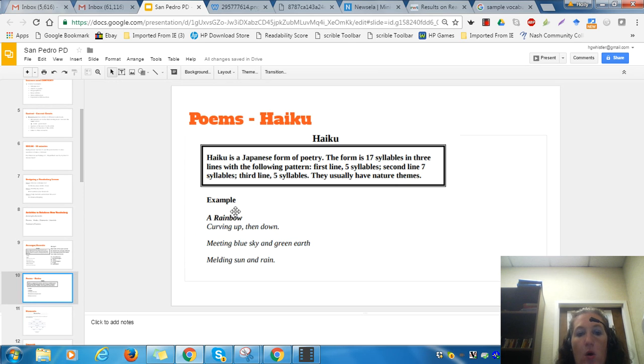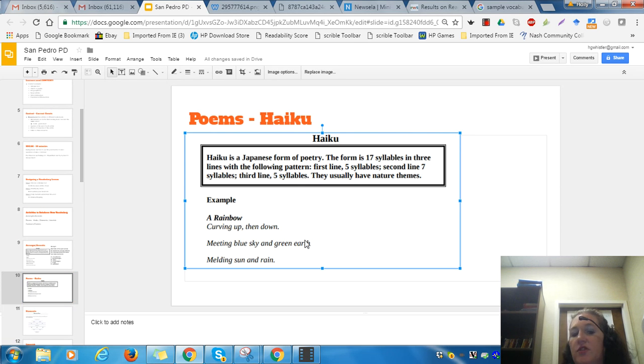Now, there's several types of poems that I like to use. Haiku is one of my favorites because it helps them with syllables. And so, if they can't get a certain word to work, then they have to look up a synonym of the word that might have fewer syllables or more syllables to work with the 5-7-5 pattern. So notice this one's a rainbow. So you could easily use this for science, for like photosynthesis or mitosis.